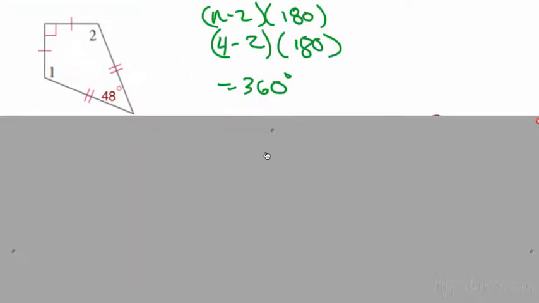Okay, so let me show you how I would do this one. Maybe you did it a different way, but I would use the fact that this is a quadrilateral. It's got 4 different sides, so it's n minus 2 times 180. That's the formula for the total sum of the interior angles.